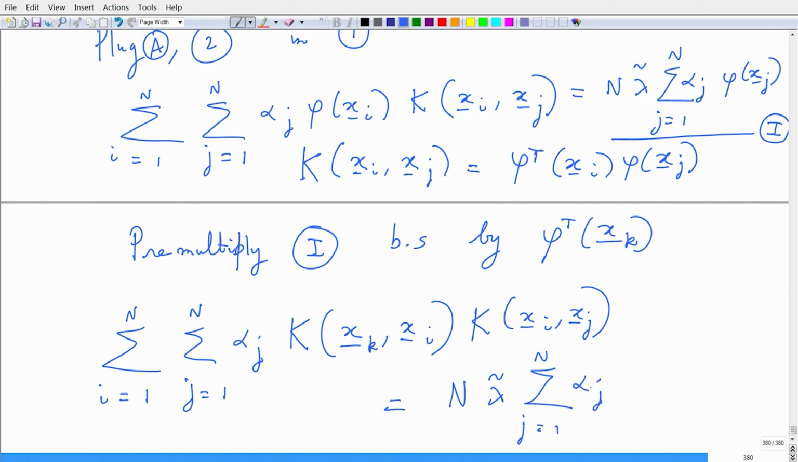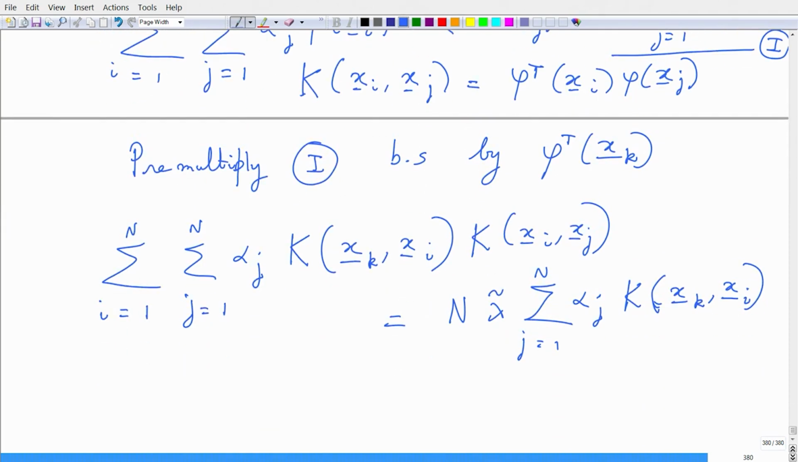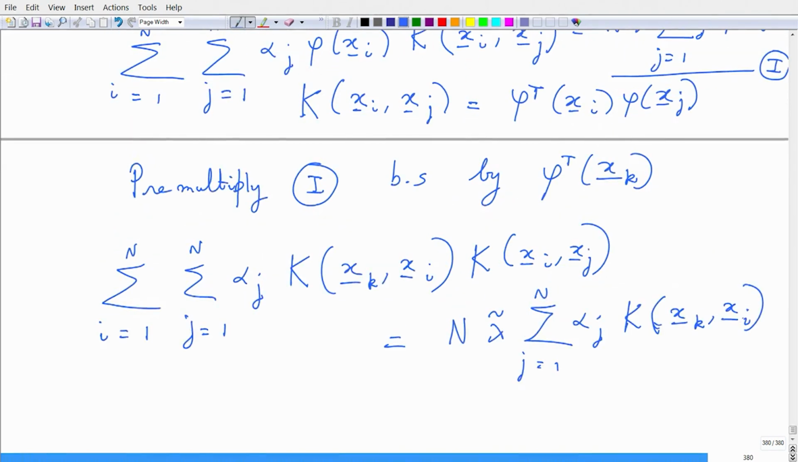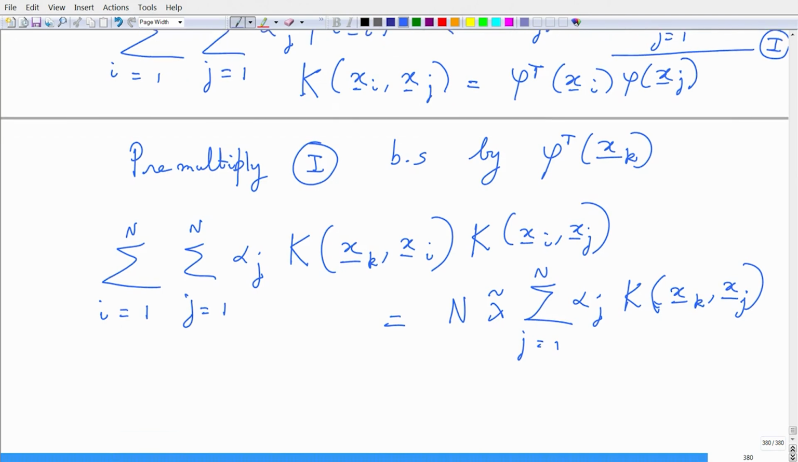So this phi of xj times phi transpose xk will give me this kernel acting on xk and xj. Yeah, I missed the j here. I put the i instead of j, so we make it xk and xj. Okay, this is consistent.